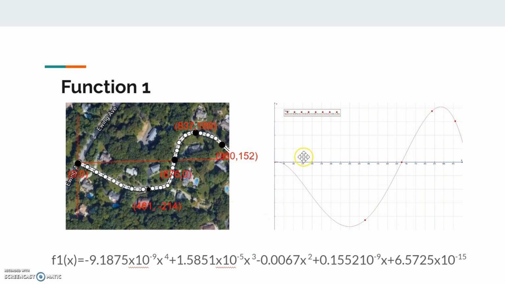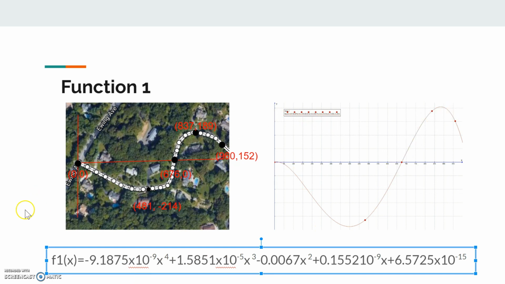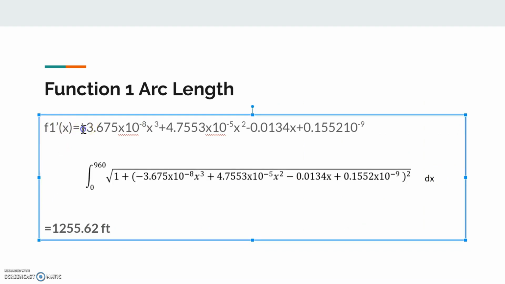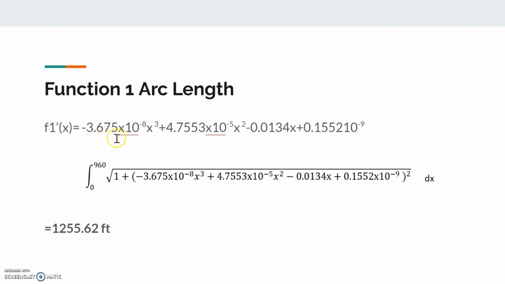These points were then plugged into a graph regression, as you can see here, and the best trend line was generated, and the formula here was recorded. To find the arc length, I ended up taking the derivative of this function, as you can see here. Then I ended up plugging this derivative into the arc length formula, which involves taking the integral from these two bounds and taking the square root of 1 plus the derivative squared. And it was generated that there was 1,255.62 feet for this particular function.